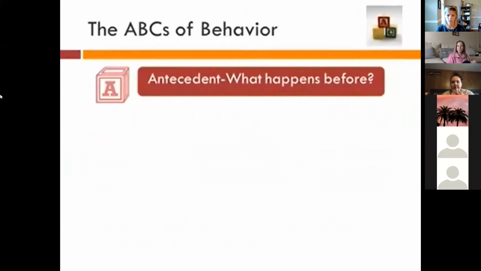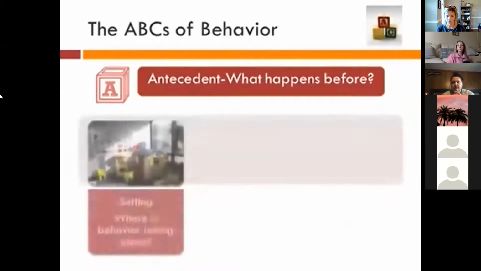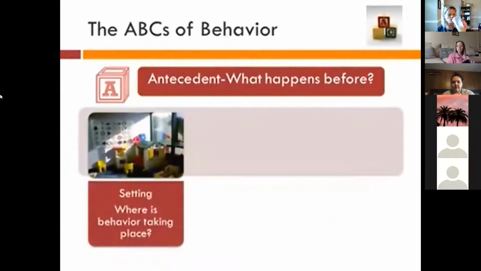The A in the ABC stands for antecedent. This refers to what is happening before the behavior occurs. It involves 3 elements. The first element is the setting. Where is the behavior taking place? Is the behavior occurring in the classroom, out on the playground, or in the cafeteria? Within the classroom, you can even look at areas such as your home center, science area, or reading area, because those are also individual settings within the classroom. Oftentimes, behavior is caused by something in the environment, and if we can find out that piece in the environment and change it, we can often remove the behavior.